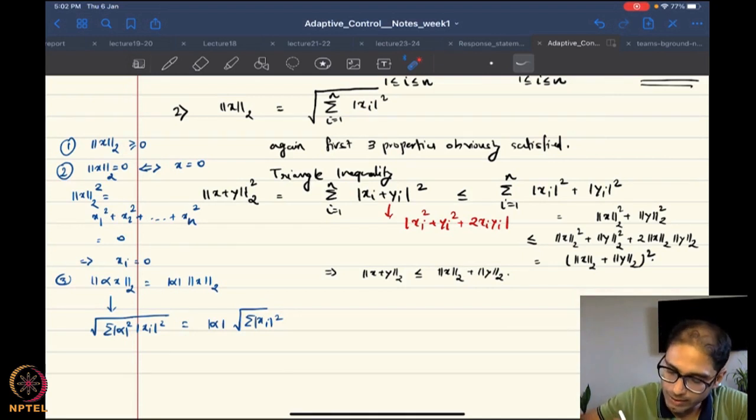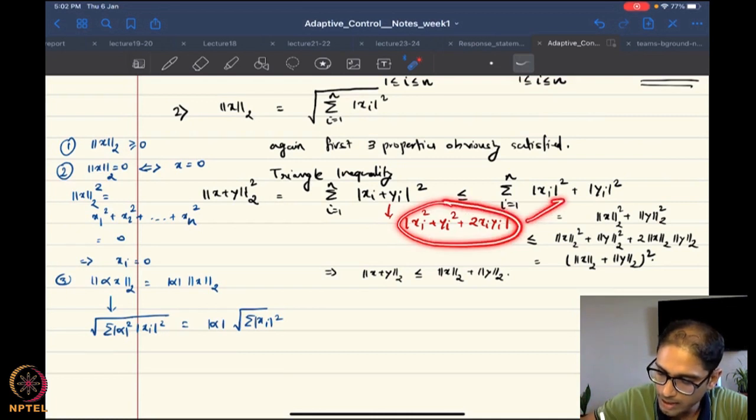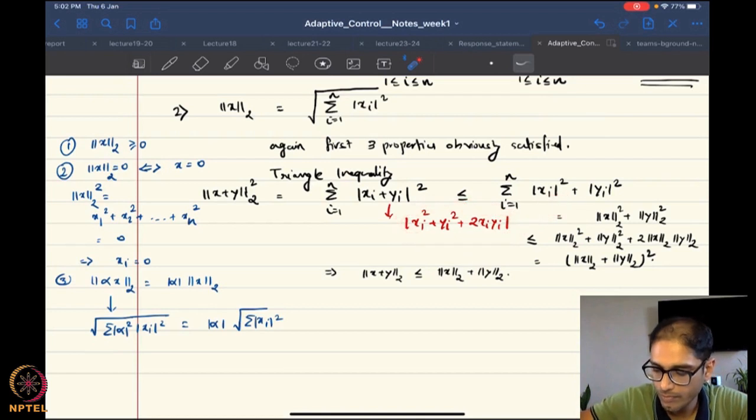Now the quantity inside the summation evaluates to this. Let me verify if this is the case. Yes, the quantity inside the summation will evaluate to this. And now, what do I know? I know that this quantity right here is less than this guy. Not difficult to verify, right?